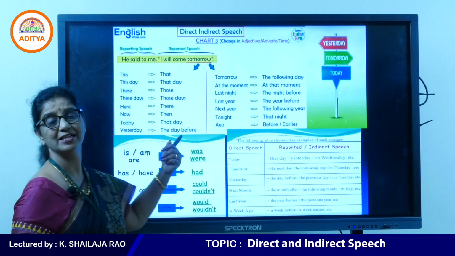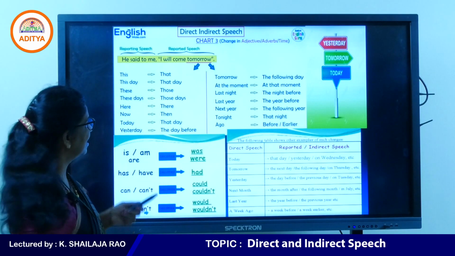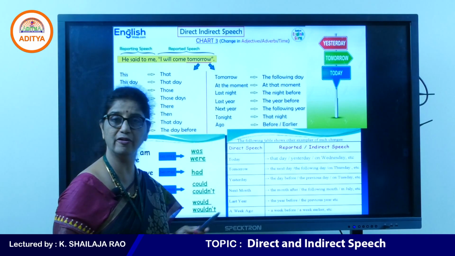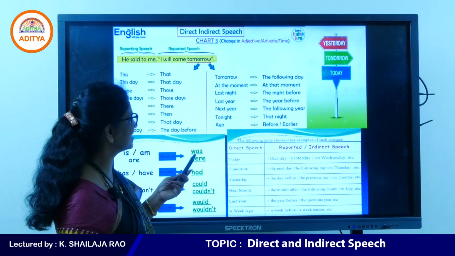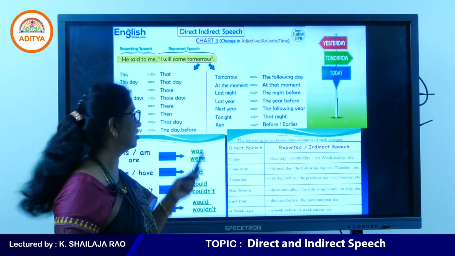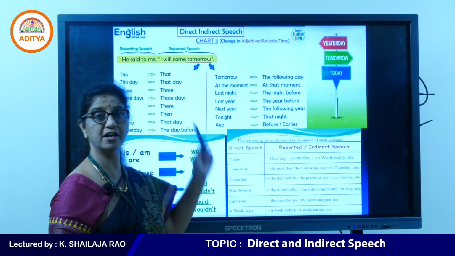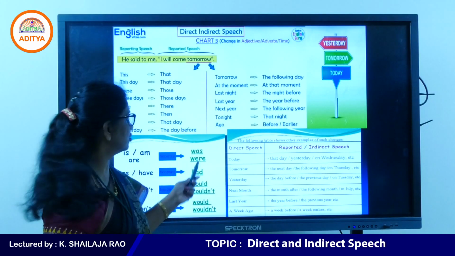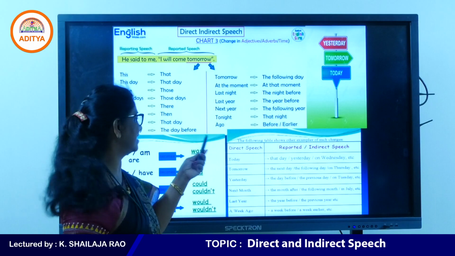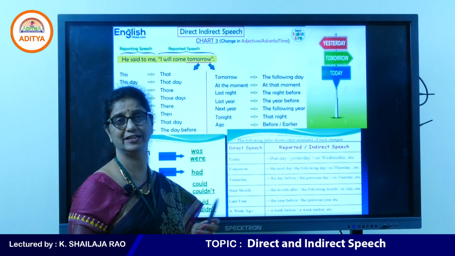Yesterday becomes the day before. And similarly, tomorrow becomes the following day or the next day. At the moment becomes at that moment. Last night becomes the night before. Last year becomes the year before. Next year becomes the following year. Tonight becomes that night, and ago becomes before or earlier.